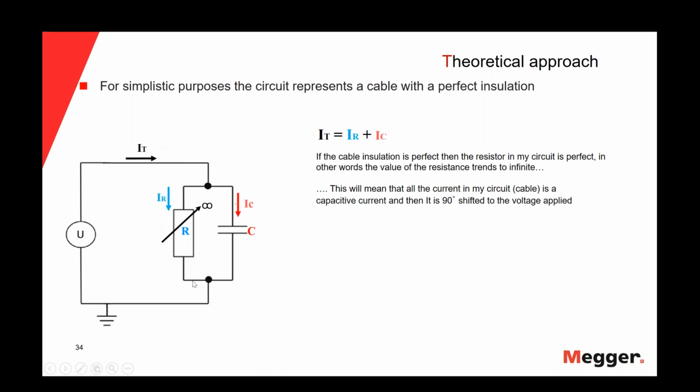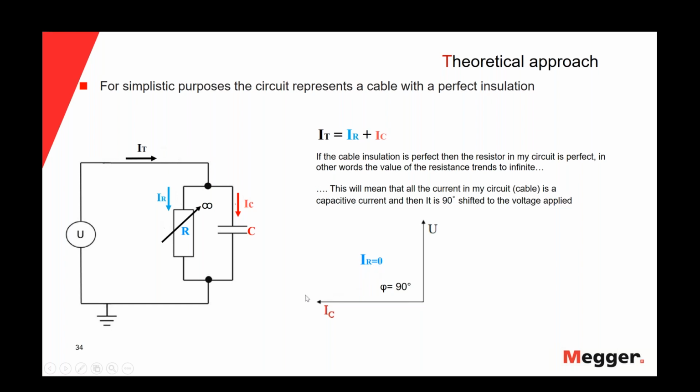all the current circulating in this circuit, all the current circulating in my cable with a perfect insulation, will be the capacitive current going through this capacitor. If I graph the voltage and the current for this specific situation, I will have something like this, in which the voltage is shifted by a 90 degree angle from the capacitive current, and keep in mind that the resistive current is equal to 0.